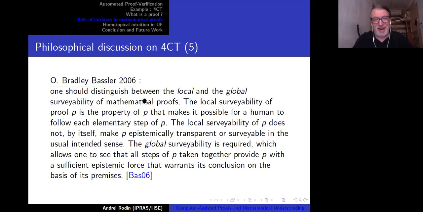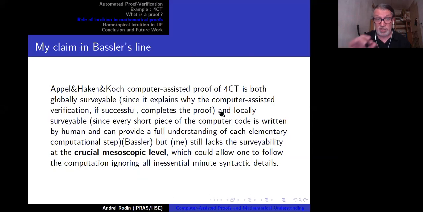And more recently I found a very interesting paper by Bradley Basler in 2006, who also analyzes the four-color theorem and distinguishes between local and global surveyability. He says that in the case of the four-color theorem there is a kind of global argument, right? This informal part explains why this computation, if successful, will bring us the proof. And the local part concerns the code, because at least at that time the code was all handwritten. So you can read the code, but you cannot see the whole thing. You cannot see why these little pieces of code bring you what you want, right?